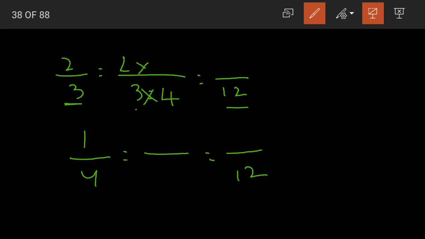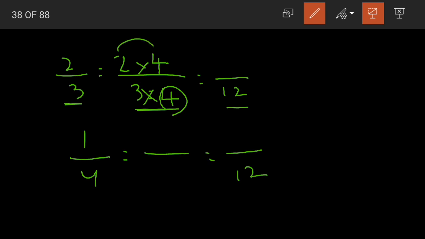Yes, we have 3 into 4 is equal to 12. Now as we have multiplied the denominator, we will multiply the numerator as well with the same number, that is 4. Remember in equivalent fractions, children, what did we do? We multiplied the numerator and denominator by the same number.